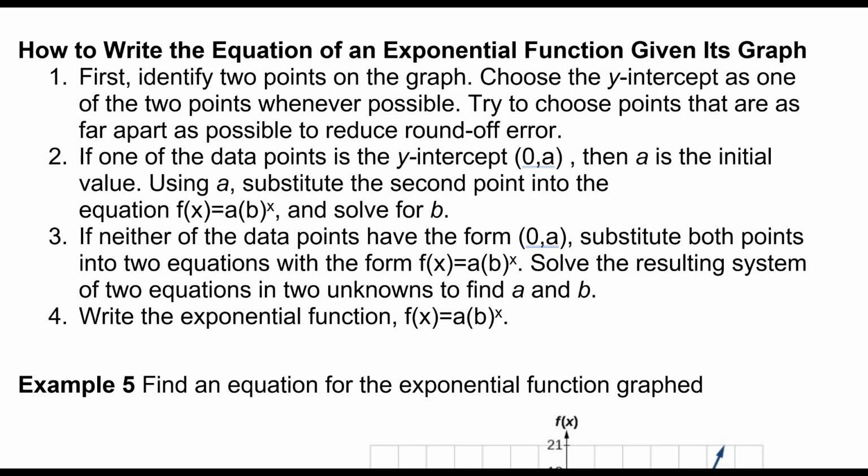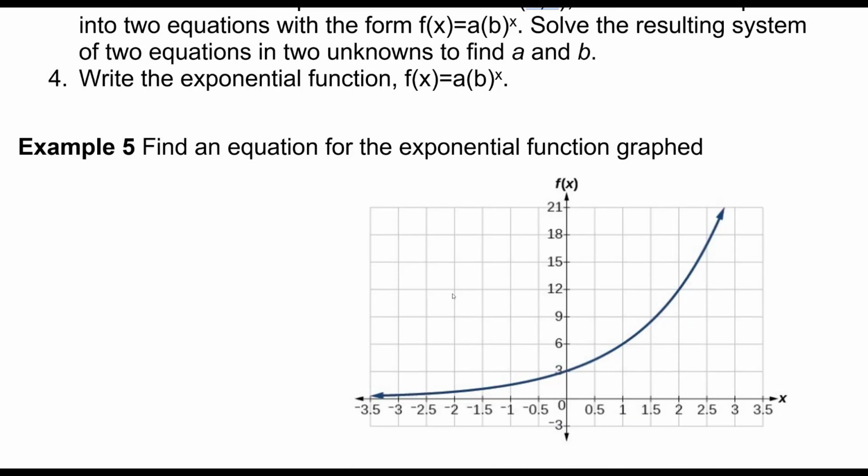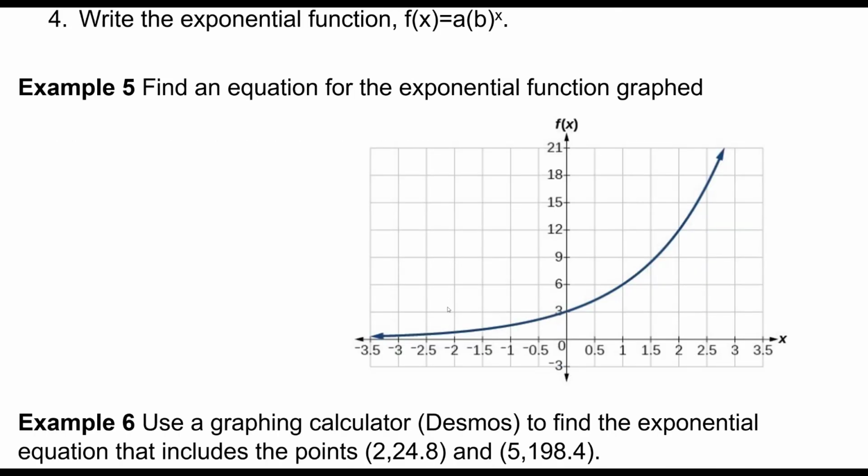As before, if neither data point is the y-intercept 0, a, then substitute both points into the equation with the form f of x equals ab to the x. Solve the resulting system of two equations and 2 unknowns to find a and b, then write the equation.